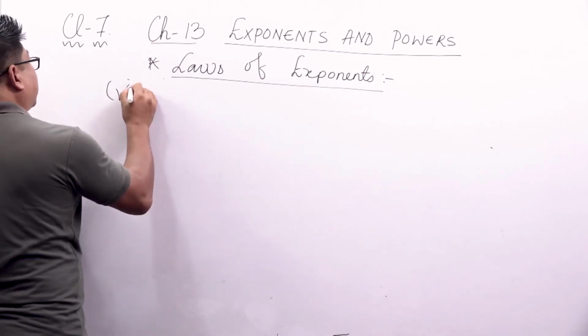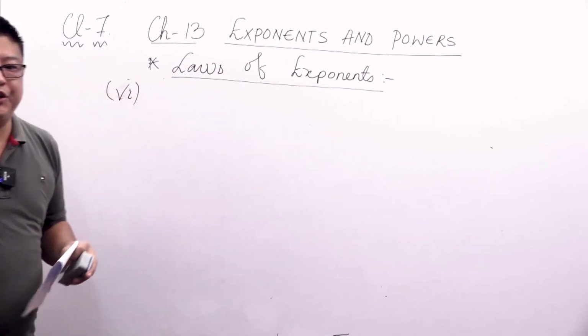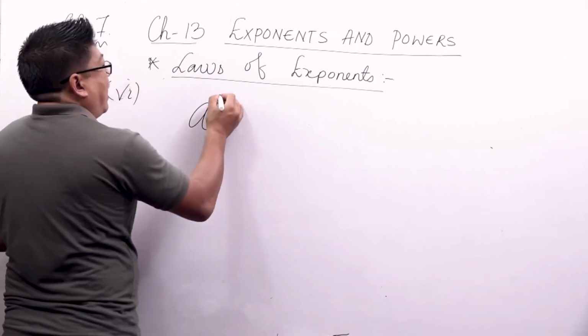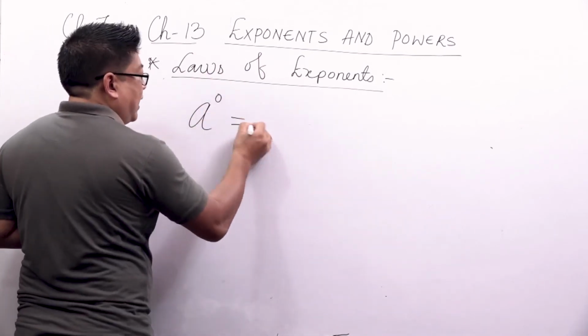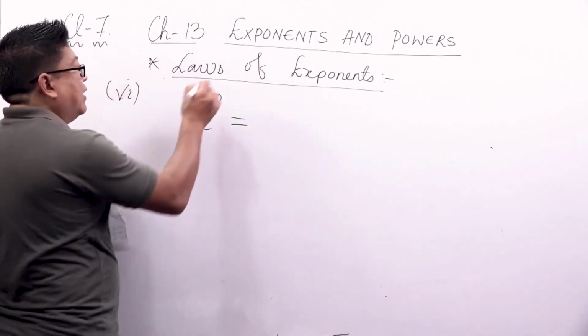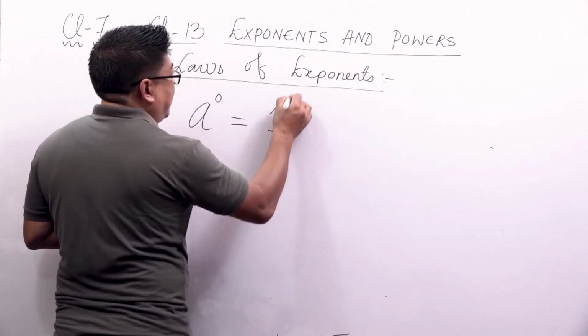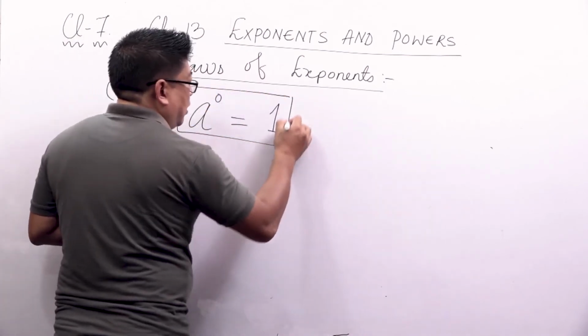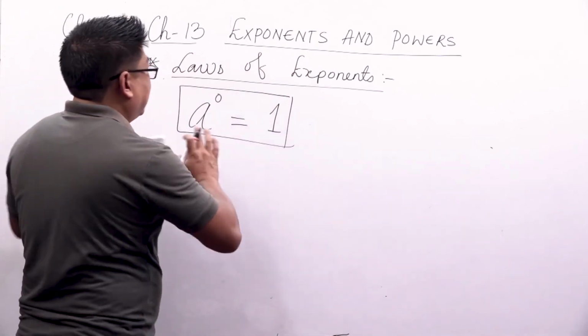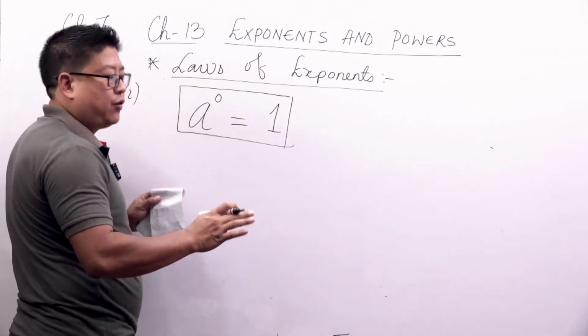So let's say this is 6. Now there is a condition. I have a base a and the exponent is 0. This will automatically be equal to 1. This is a universal rule that you have to follow.